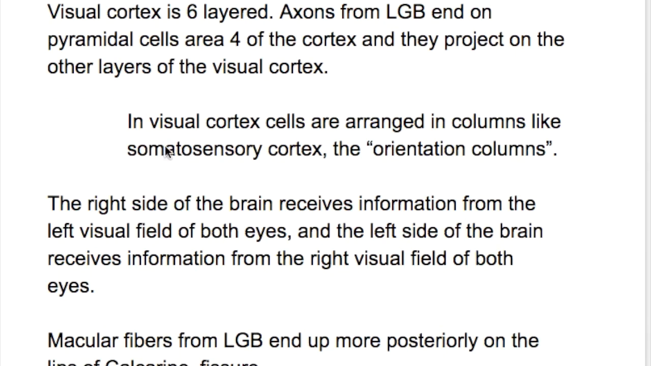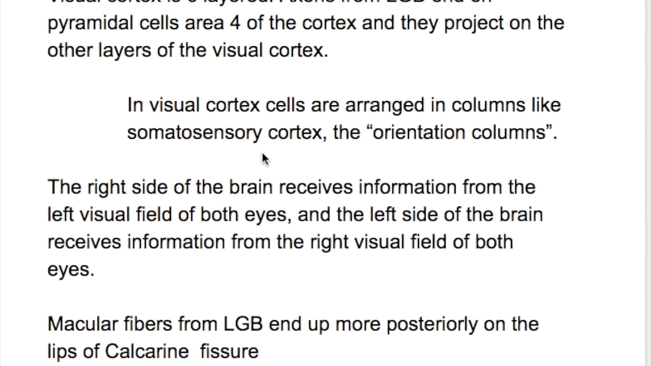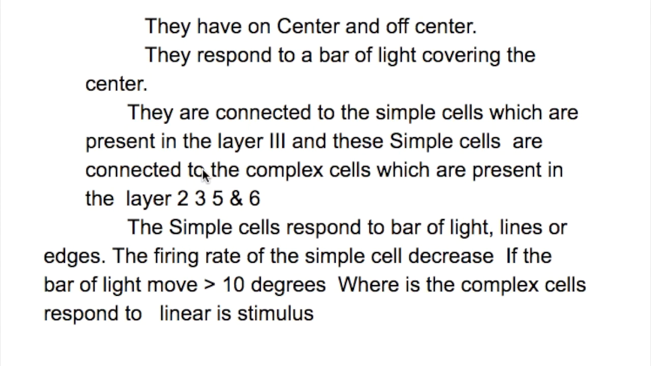How are the cells arranged in visual cortex? Like somatosensory cortex, the cells in the visual cortex are arranged in orientation columns, which give the exact location of the object. How do the cells in the pyramidal layer function?